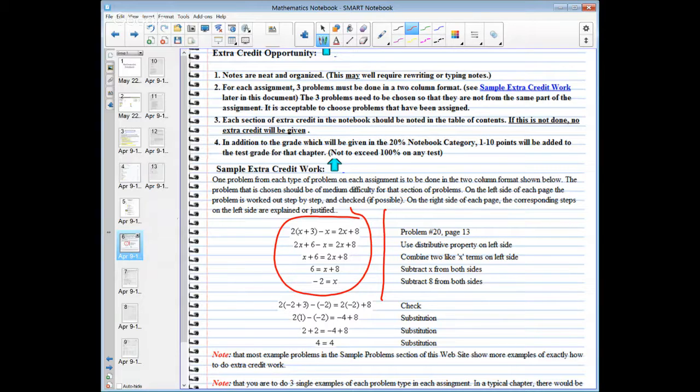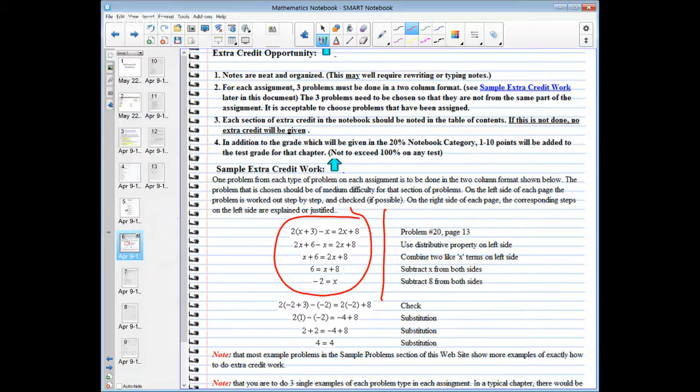Complete sentences. In fact, the first one is just telling me, all right, here's the problem I picked, problem number 20, page 13. And then, what did I do in the first line down? Oh, I used the distributive property on the left side. Okay, and then what do I do? And so you see how I didn't use complete sentences? That's just fine. So in effect, what I'm forcing you to do a little bit is teach, to explain.